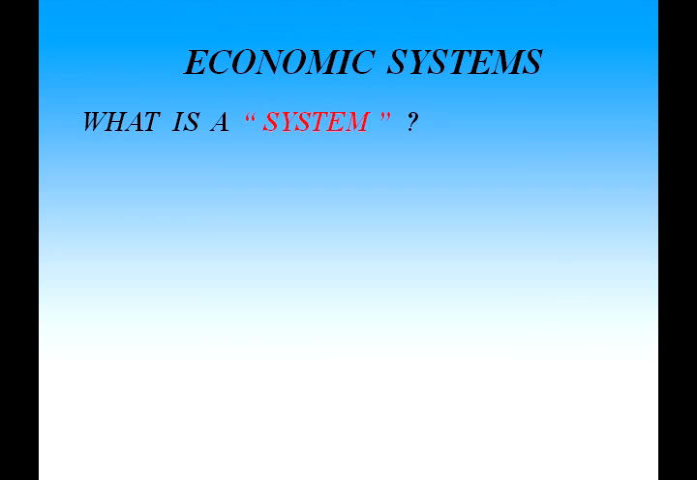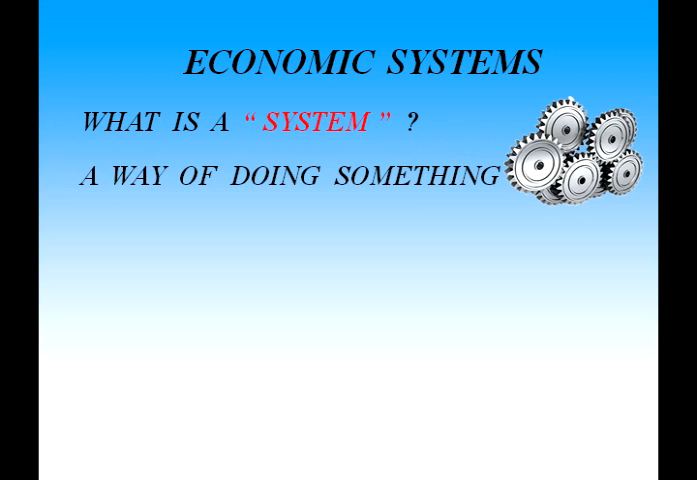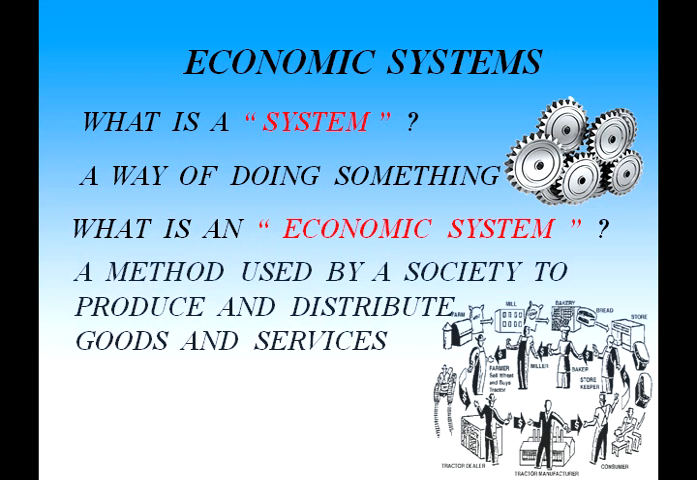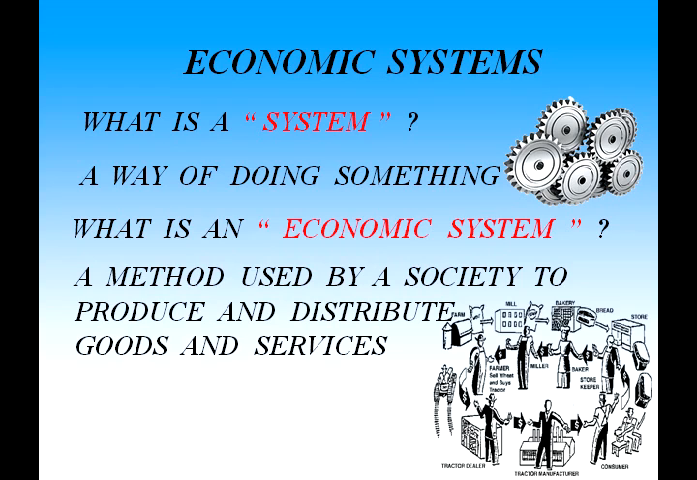Let's start with defining the term economic system and even go a step further and break it down to its component parts, and we'll start with the word system. What is a system? A system is a way of doing something. Now let's take on what an economic system is. Most times I get a response, it's a way of doing something economically. Well, it's actually a little bit more involved than that. It's a method, a way of doing something used by a society to produce and distribute goods and services.